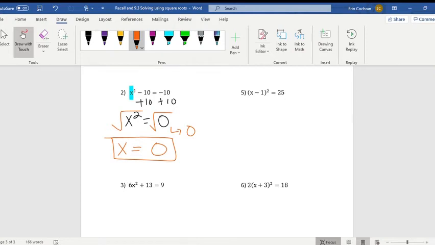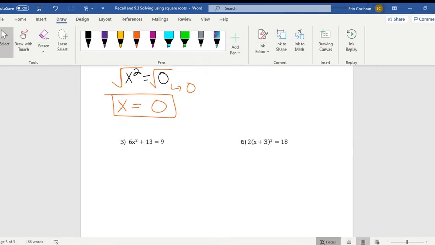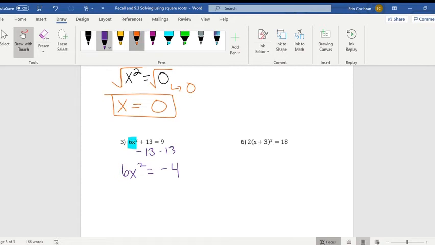All right, looking at number 3 here. Solving for 6x squared. Move our constant of 13 to the other side by subtracting it. So I have 6x squared equals a negative 4. And then how do I get rid of a 6, the coefficient? I'm going to divide by 6.